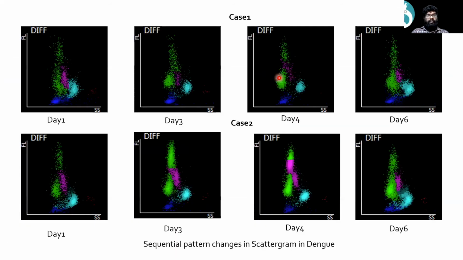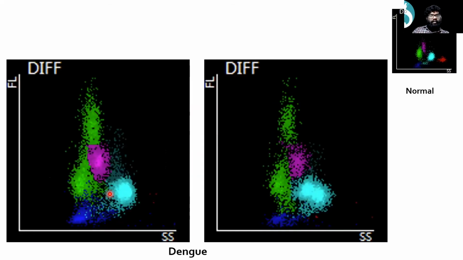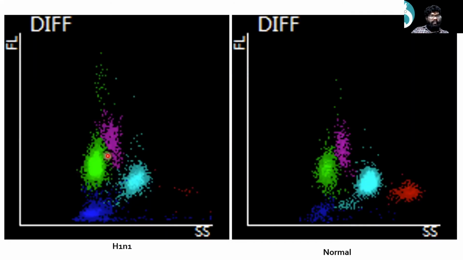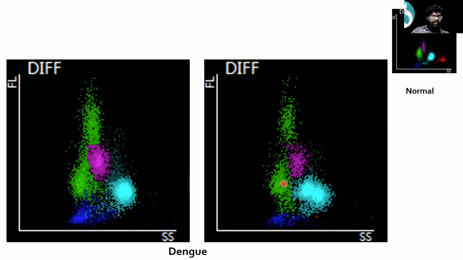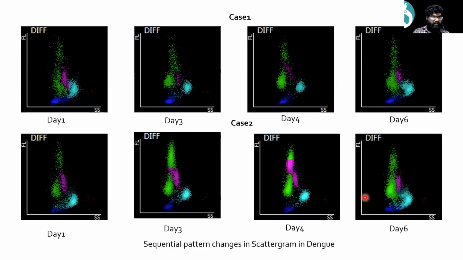Let us also look into dengue for serial or sequential data representation of the scattergram. As you can see, from day 1 to day 6, the HFC cells are increasing and decreasing in different cases, both having a similar pattern of distribution. I would also like you to make a keen observation on the distance between the lymphocyte, monocyte, and neutrophil patterns in dengue and the normal scatter plots. In H1N1, the distances between these are almost similar to normal, whereas in dengue there is closeness of the monocytes, lymphocytes, and neutrophils. The reason for this pattern is that the cell size becomes almost similar among these cells when infected.